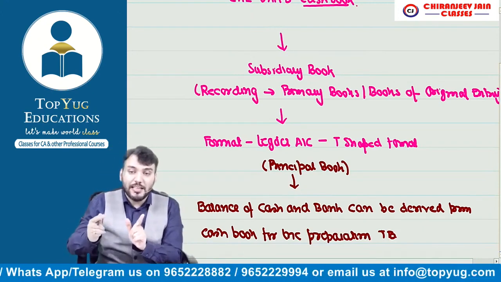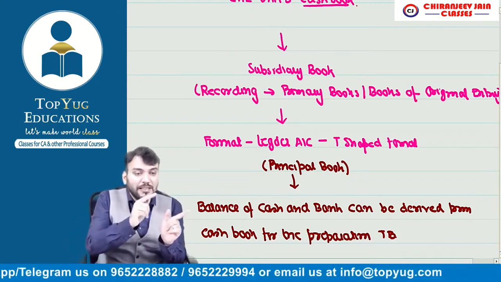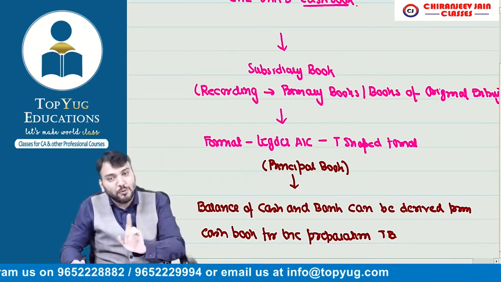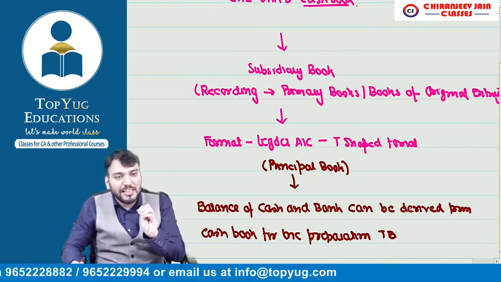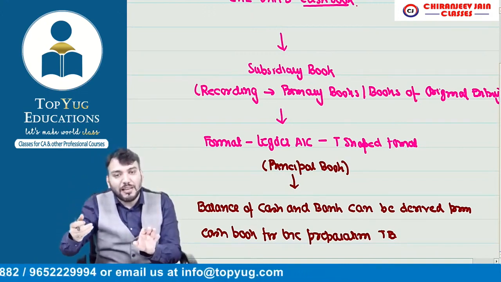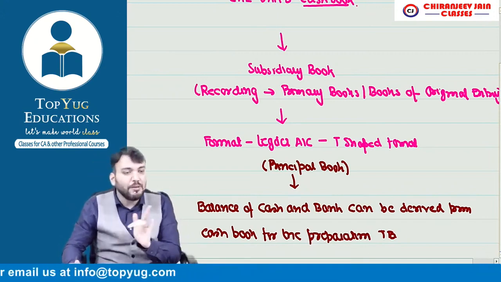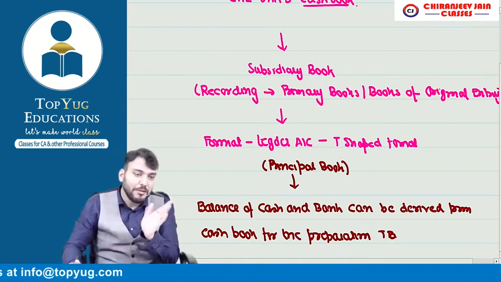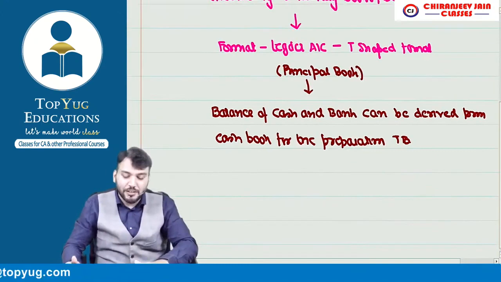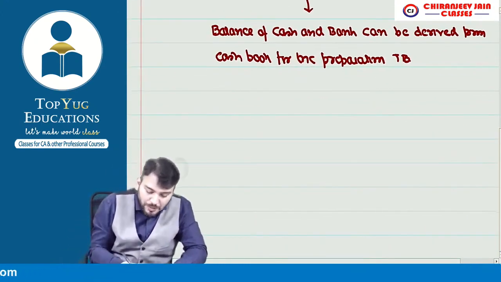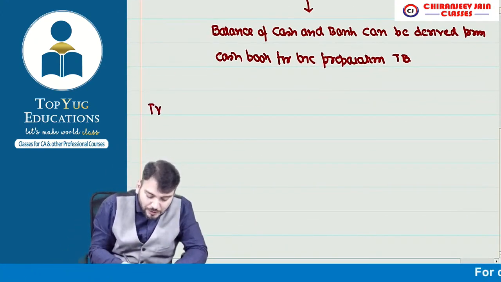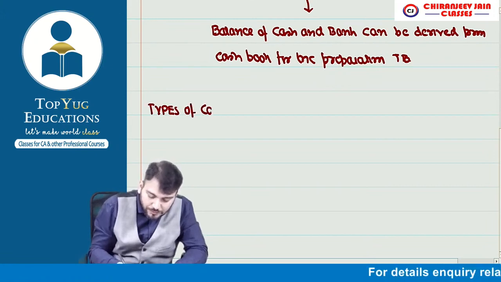Why? Because in the last class we did the purchase book. The purchase book was not in a T-shaped format; there was only one amount column, you remember? But the cash book will be in T-shaped format, means debit side and credit side. Now we need to understand how to prepare the cash book. So write down the types of cash book.